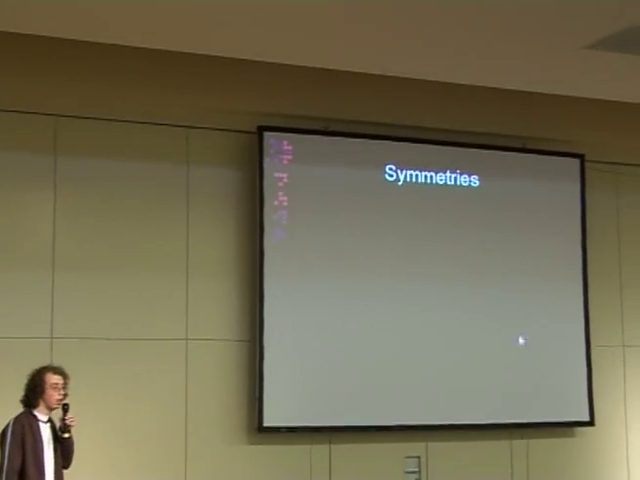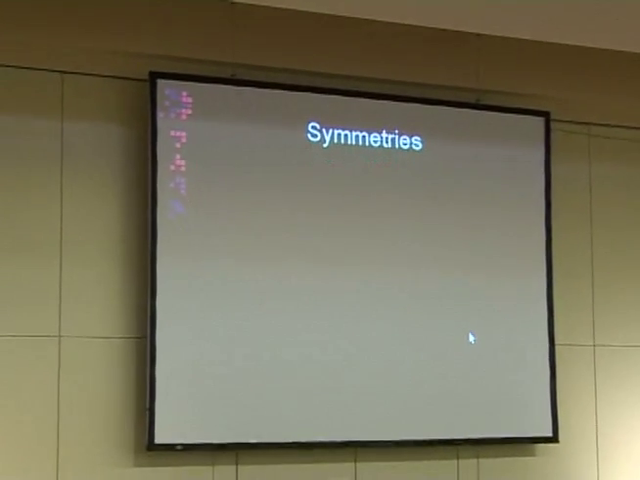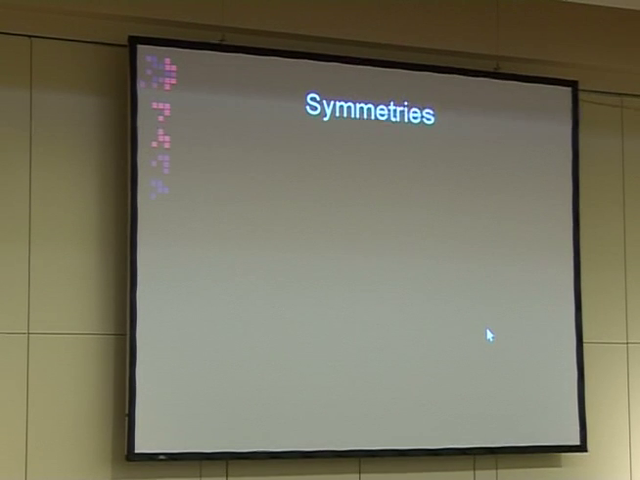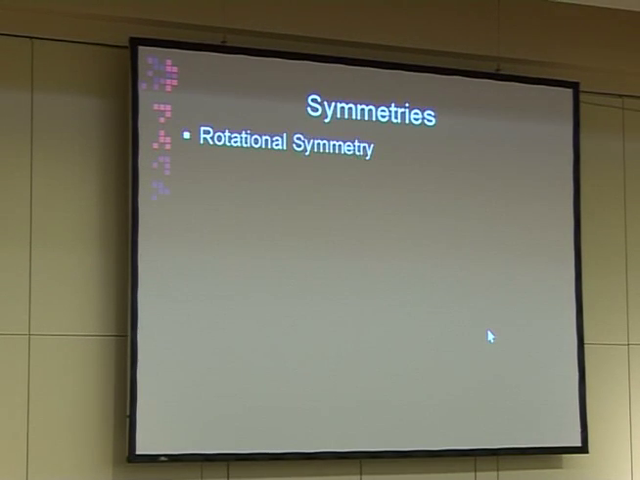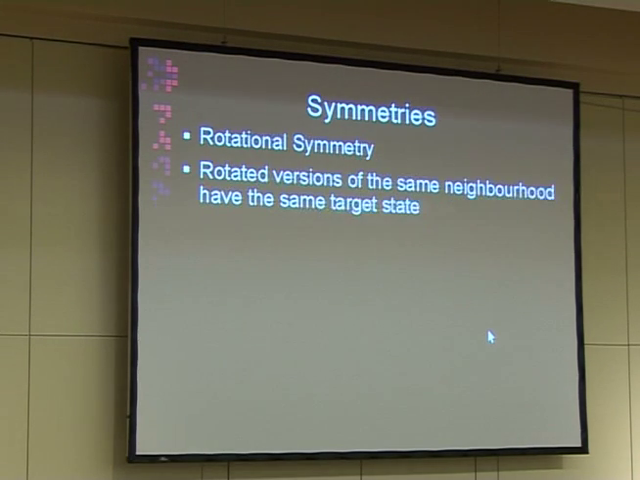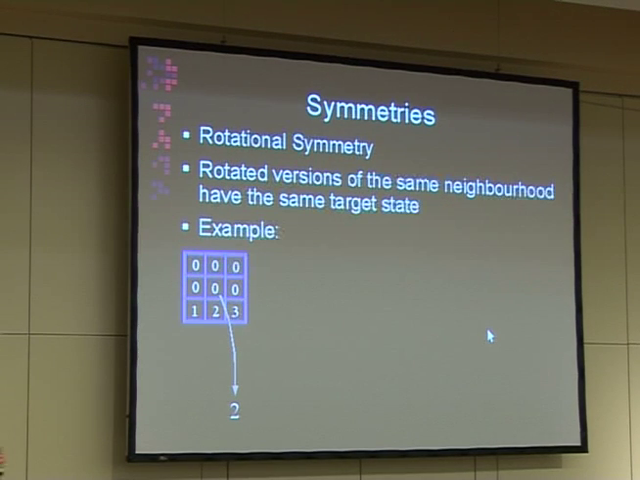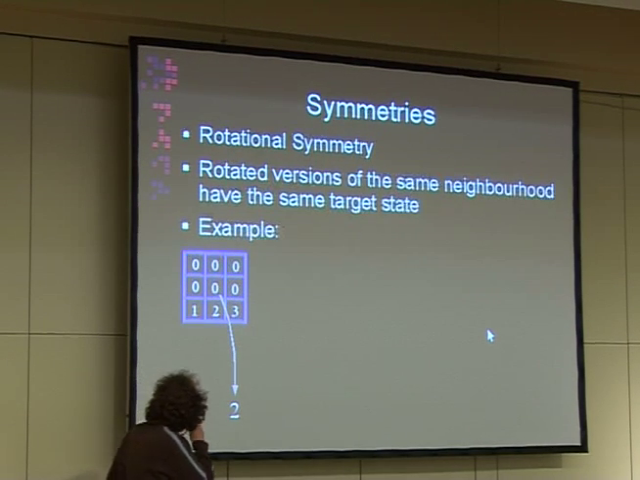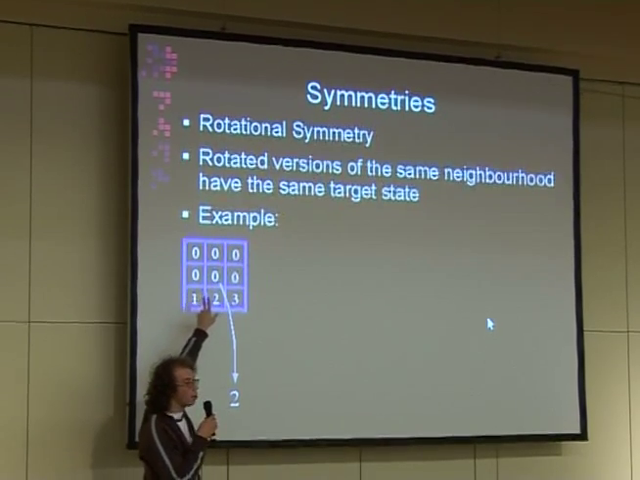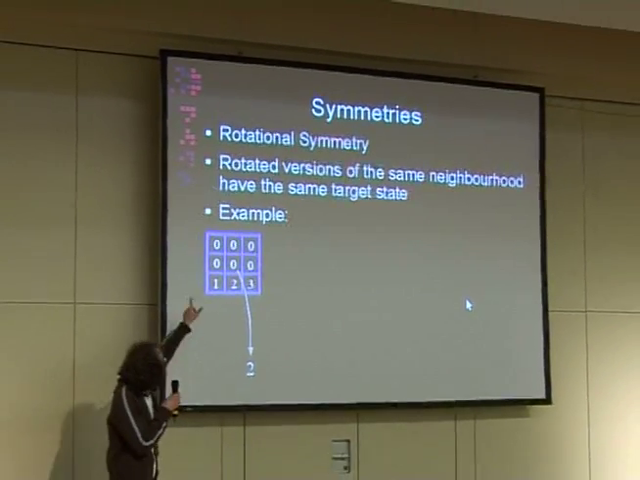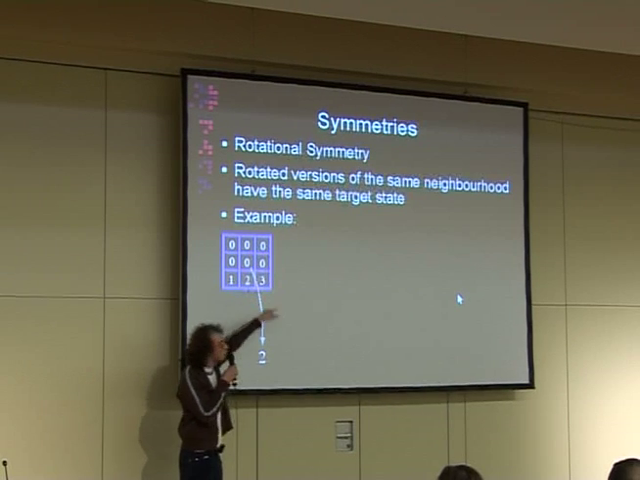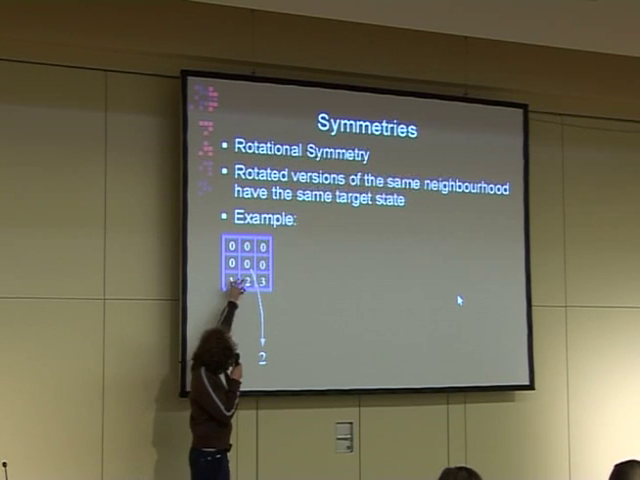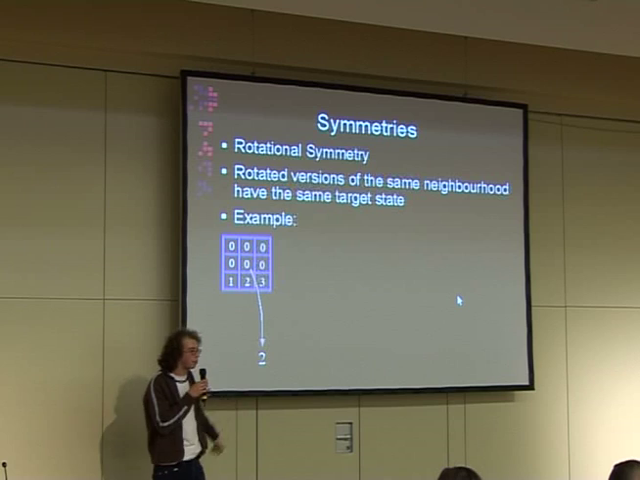And before I show you the demo, I want to talk about symmetries, because if you think about this transition function, for example, if I have this entry in the lookup table: when in the top left corner there's a 0, everything else is 0, and these states 1, 2, 3, then I want the center cell to be a 2 in the next time step.